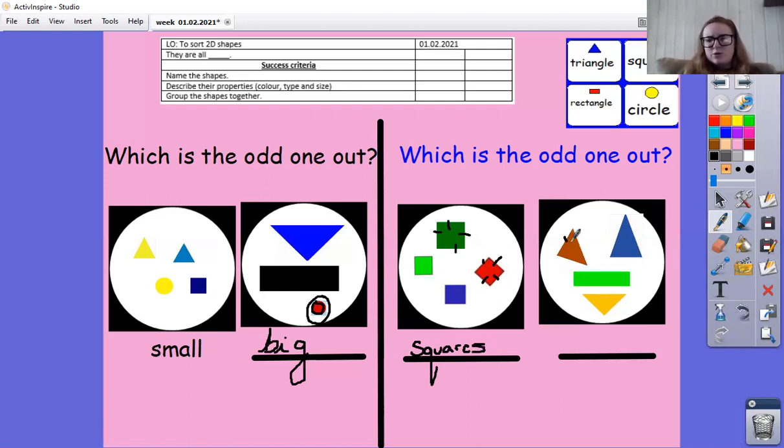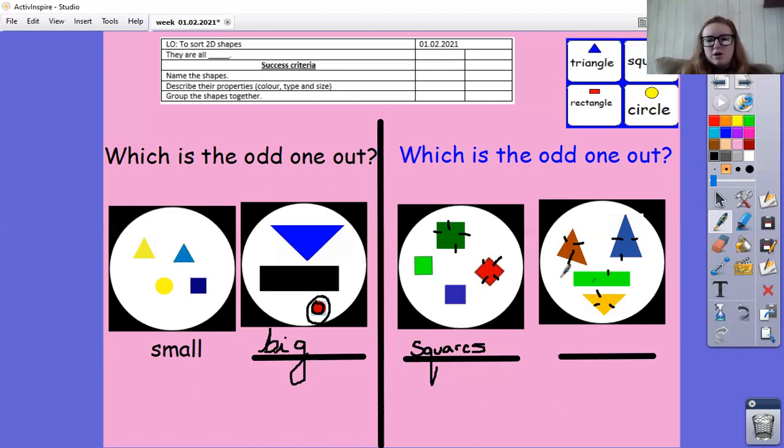Well, I know that this one has 1, 2, 3 sides. That makes this a triangle. What about this shape? How many sides does this shape have? It has 1, 2, 3 sides. It is also a triangle. This shape has 1, 2, 3 sides. It is also a triangle. What about this shape? Is this shape a triangle?